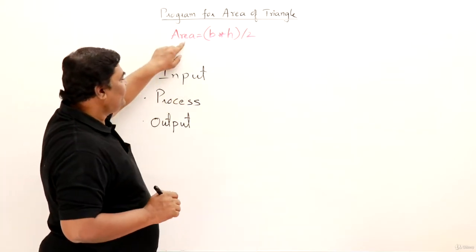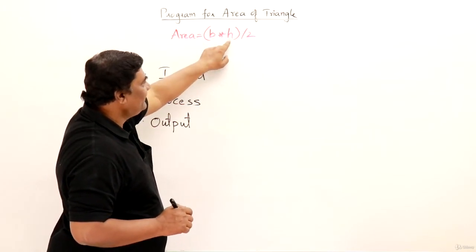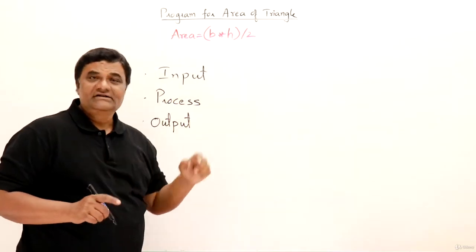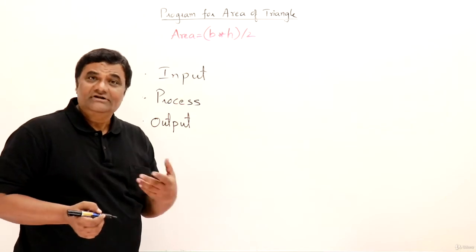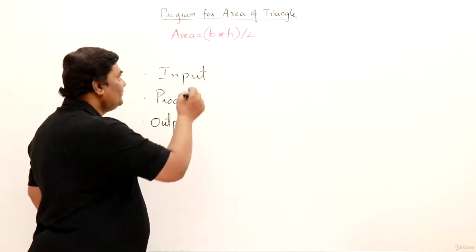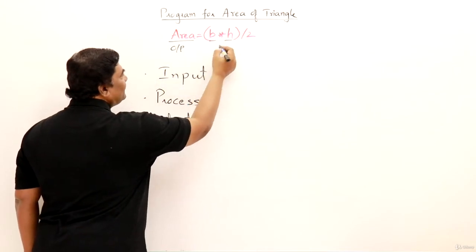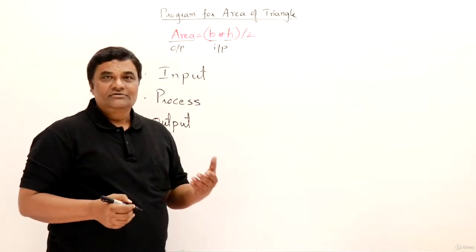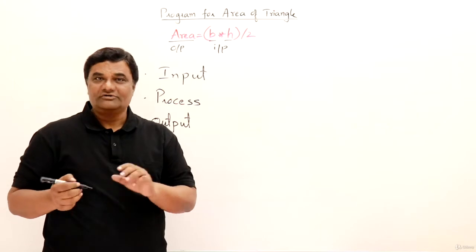We have to write a program for finding the area. So this is the formula: base into height divided by 2, and that is area. In this, what is input? Base and height are input. Then what is output? Area is output. So these two are inputs of the program, right? Now the program should take two inputs and then give the output.